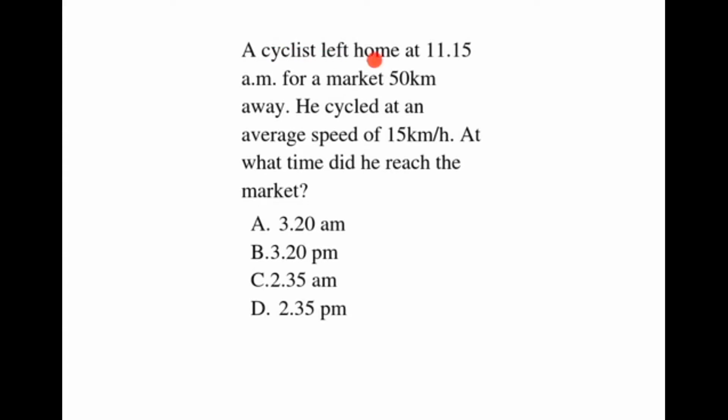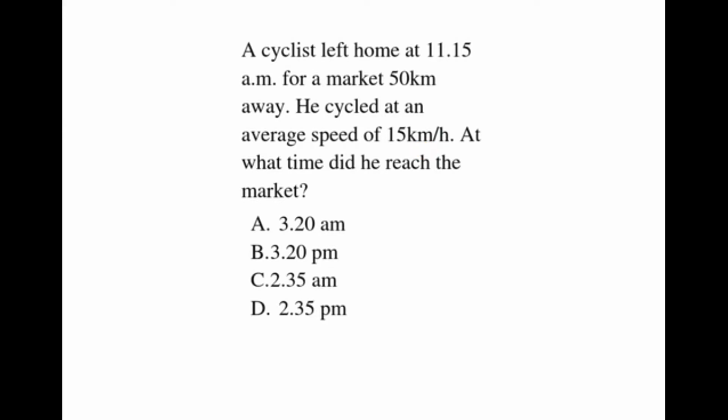A cyclist left home at 11:15 a.m. for a market 50 kilometers away. He cycled at an average speed of 15 kilometers per hour. At what time did he reach the market? So let us analyze the question. The cyclist left home at 11:15 a.m. The market was 50 kilometers away. The average speed was 15 kilometers per hour.